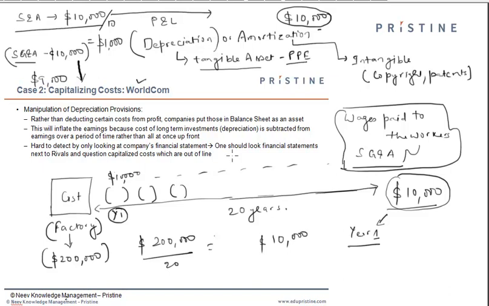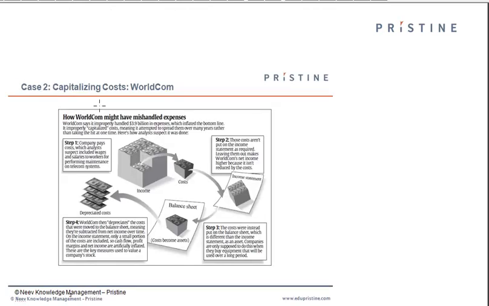One should look beyond the financial statement, next to rivals, and question the capitalized costs which are out of line. Now, it is very hard. We have taken the example of SG&A expenses, but there are certain costs for which we have to look at the financial statements of the rivals and do the benchmarking, and then find out if those costs can be depreciated or should be expensed when incurred.